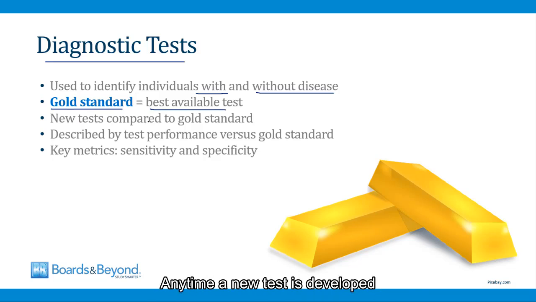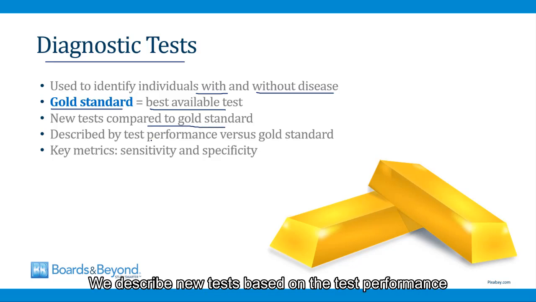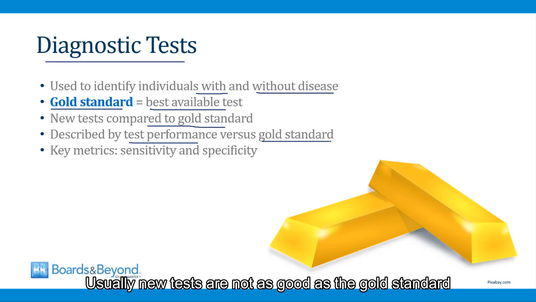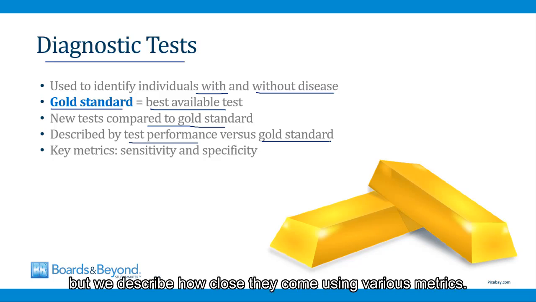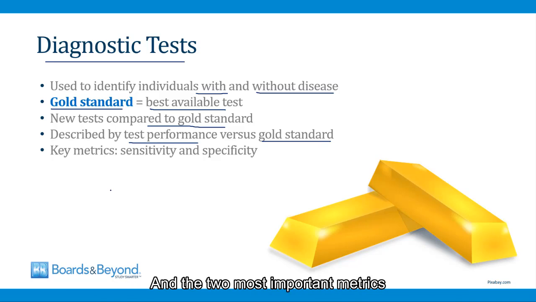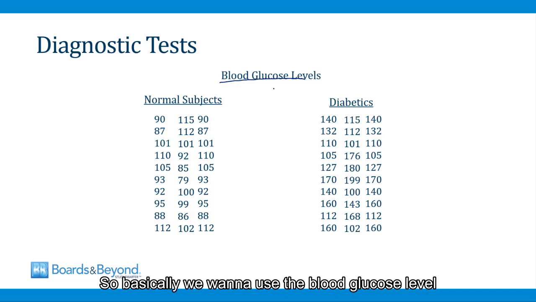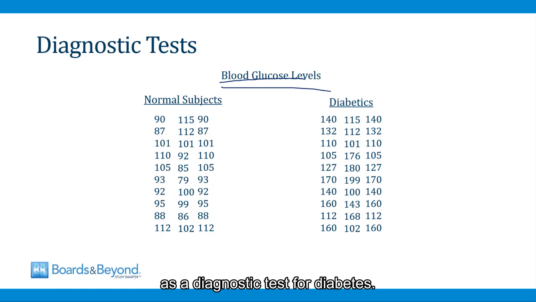Anytime a new test is developed, it's compared to the gold standard. We describe new tests based on the test performance versus the gold standard. Usually new tests are not as good as the gold standard, but we describe how close they come using various metrics. And the two most important metrics for describing the performance of a test relative to the gold standard are the sensitivity and specificity. So to understand the concepts of sensitivity and specificity, let's imagine that we wanted to measure the blood glucose level in individuals and use that level to determine whether the individual had diabetes or did not have diabetes. So basically, we want to use the blood glucose level as a diagnostic test for diabetes.